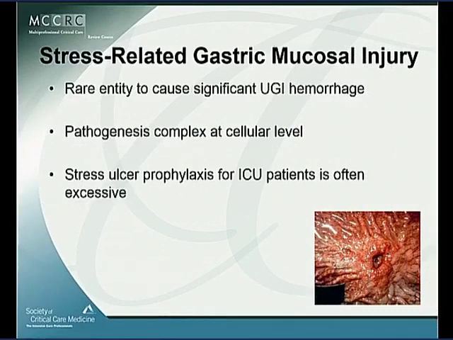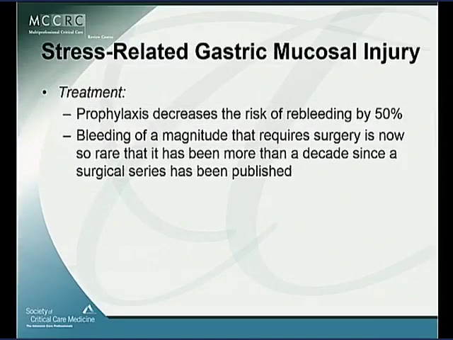Stress-related gastric mucosal injury is not nearly as common as it used to be. We're certainly better resuscitators than we were in the past. And this really begs, as we talk about some of the side effects of the agents, that we way overdo, I believe, stress ulcer prophylaxis in the hospital, and even in the ICU, I think we're overdoing it, and that'll come back when we talk about the agents again. So prophylaxis decreases the risk of rebleeding by 50%, and once again, bleeding of a magnitude from stress bleeding, getting to the point of needing surgery is really incredibly rare, such that there are just no contemporary series on surgery for this disease.